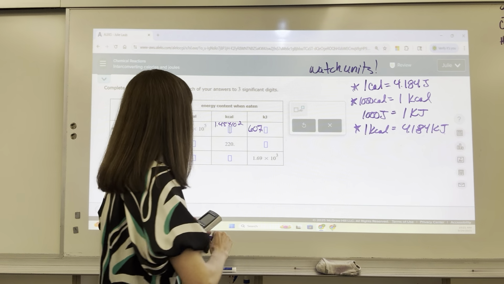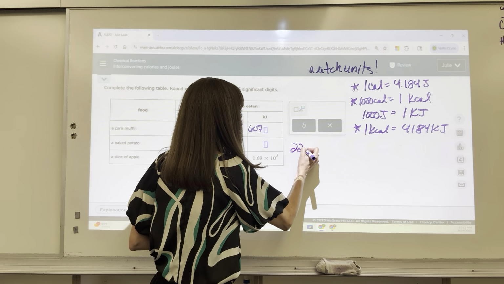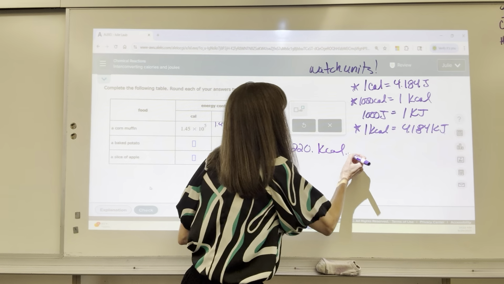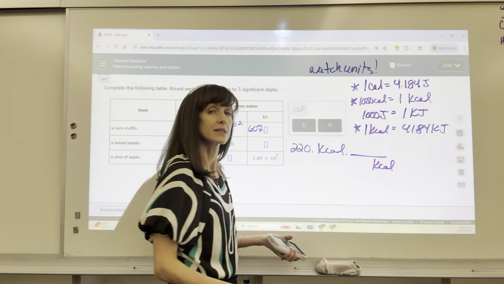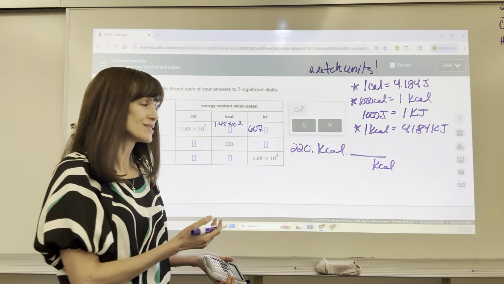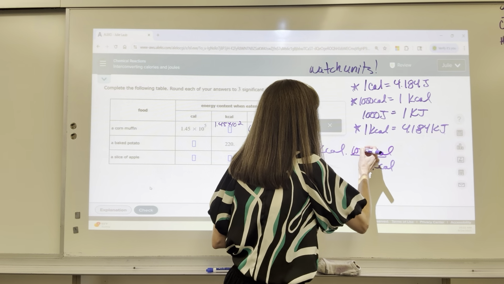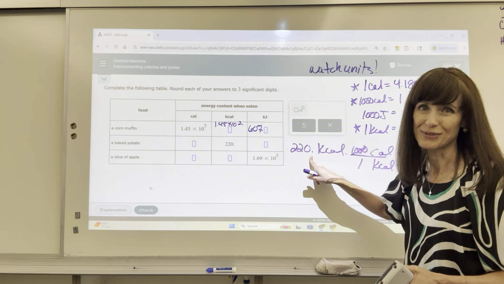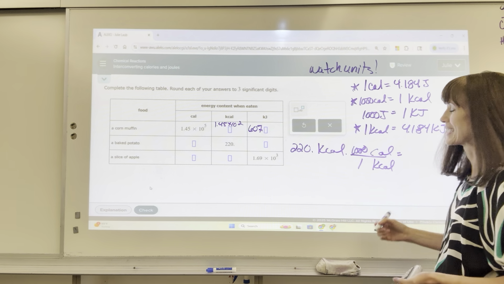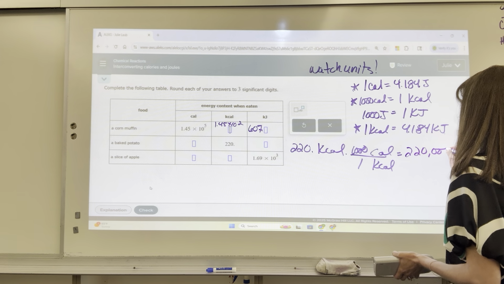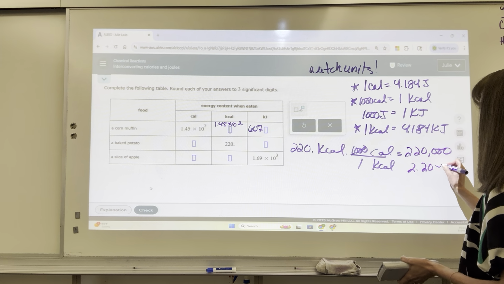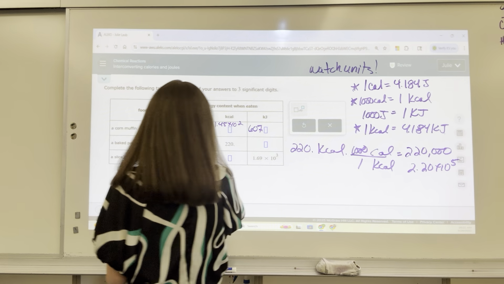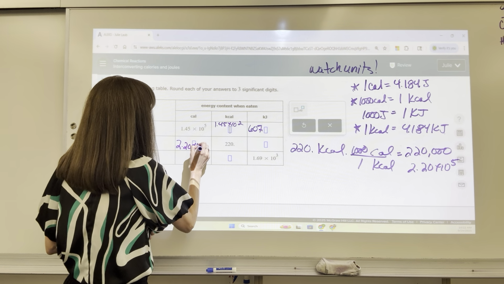Okay, let's do our next one. So we've got 220 kilocalories. Let's go back to calories. I want to get rid of kilocalories, so that goes on the opposite side of my fraction, so it cancels. And I want to end with calories. There are 1,000 calories in 1 kilocalorie. So this would give us 220,000 calories. I'm going to go ahead and put this in scientific notation. You've got the 220,000 calories, 2.20 times 10 to the 5. And that's what we type over here. 2.20 times 10 to the 5.